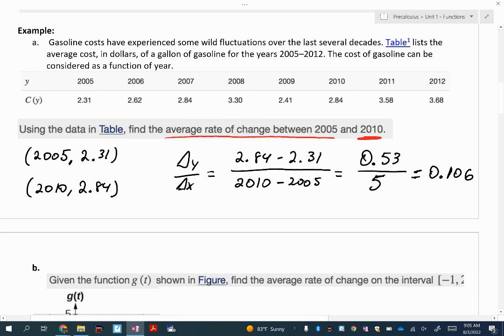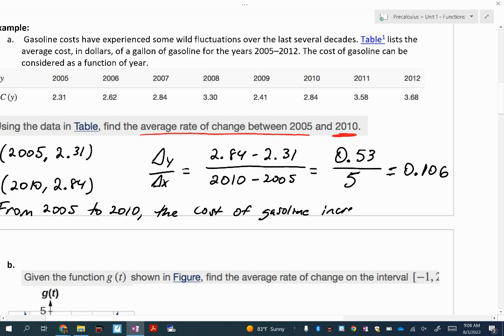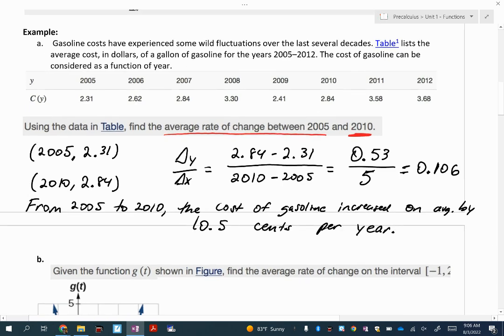So I'll write down a statement here that summarizes that. From 2005 to 2010, the cost of gasoline increased on average by 10.5 cents per year. There are many different ways to describe this, but I just want to show you that this idea can be written as a statement.